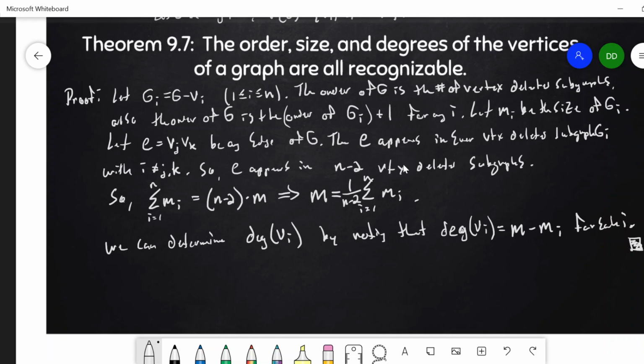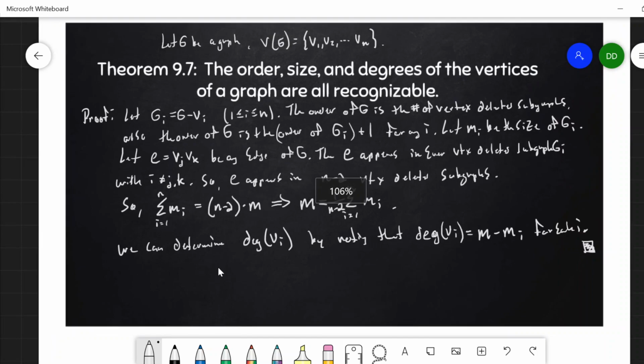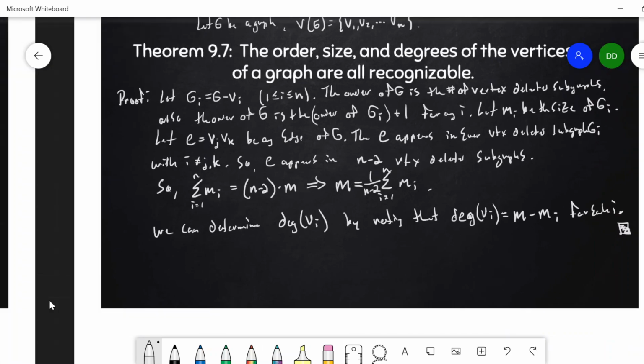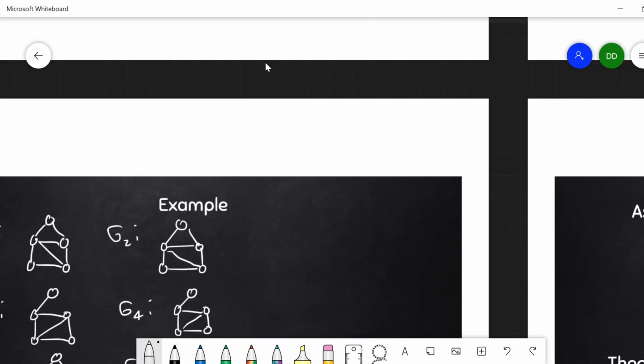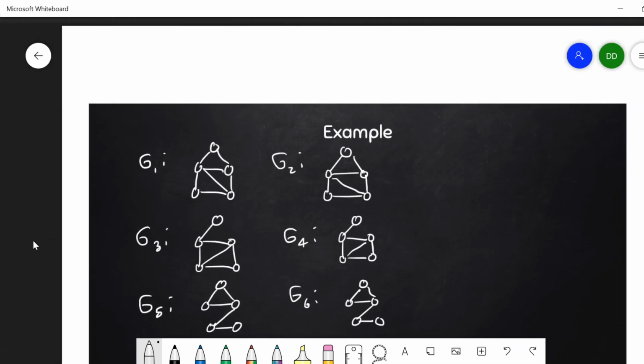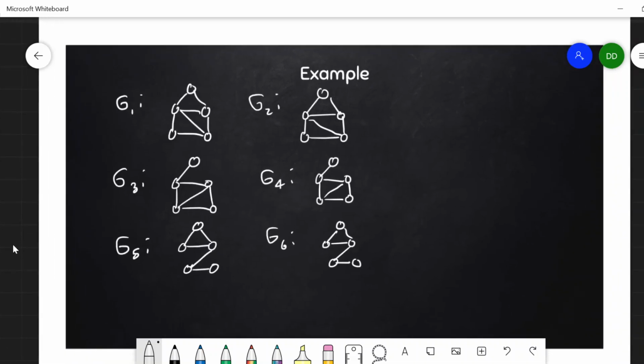And so that proves that these are all recognizable properties. One consequence of this is that regularity is going to be a recognizable property. I'll mention that in a second. So order, size, and degrees of each vertex, these are all recognizable. This is very helpful in determining a solution to a set of vertex deleted subgraphs.